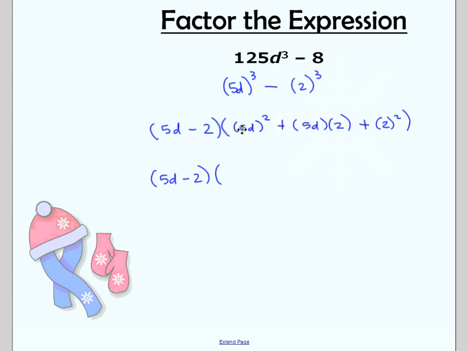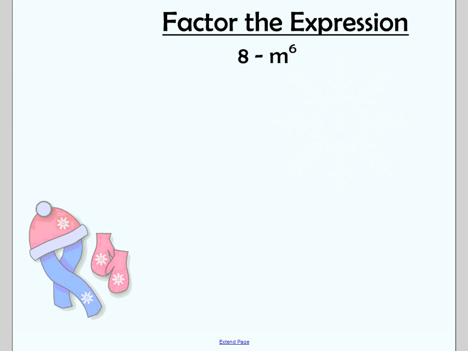And here, 5 squared is 25, so I have 25d squared plus 5d times 2 is 10d plus 2 squared is 4. So that's my final answer. This is factored completely now. So we'll go on to the next one.